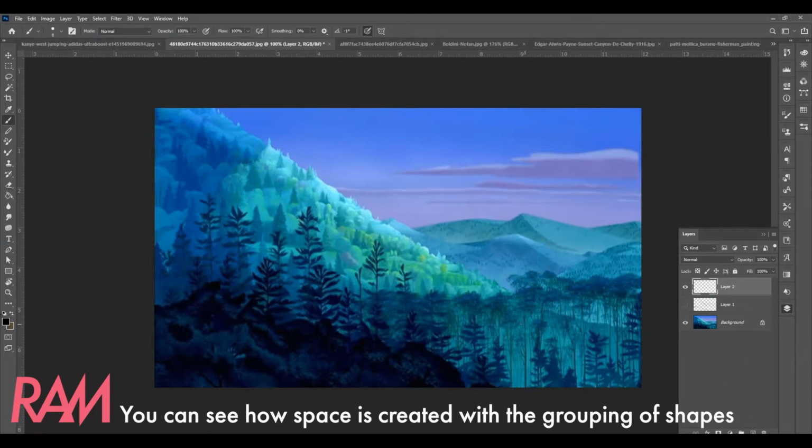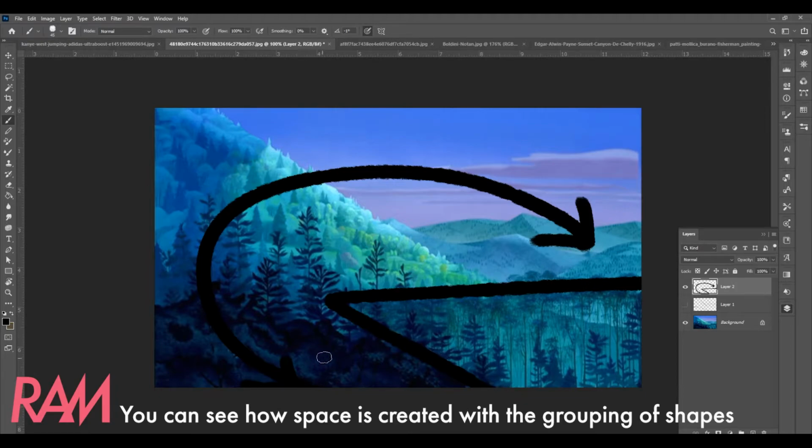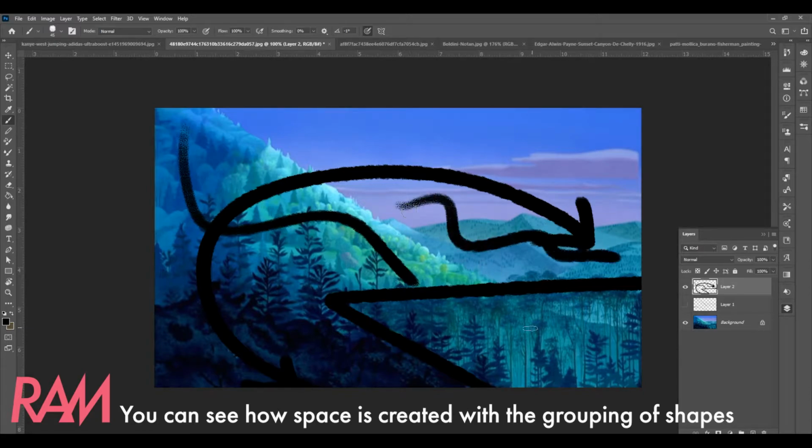So the focus is, you can see the sense of contrast between this area, put an arrow, versus this area. It's like a sense of dominance with this mountainside and a lot of open space in the background.